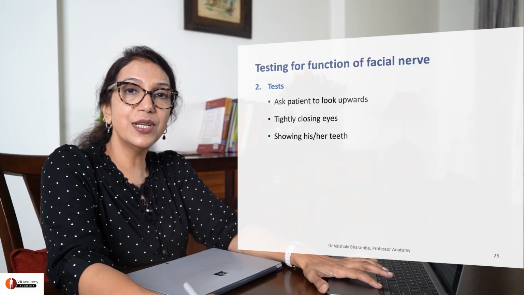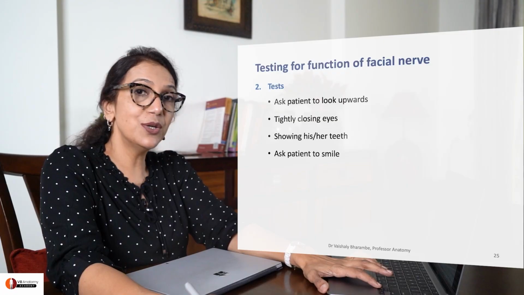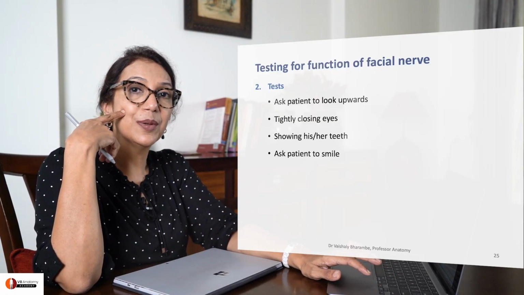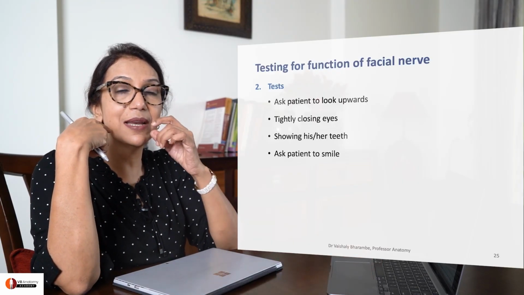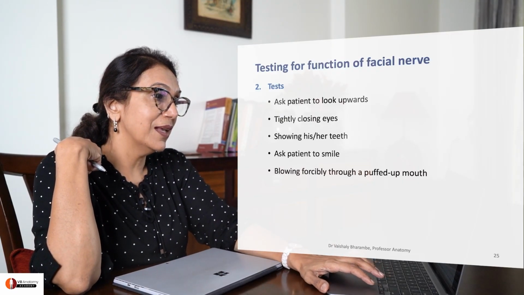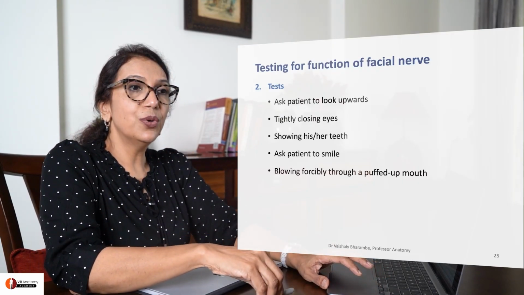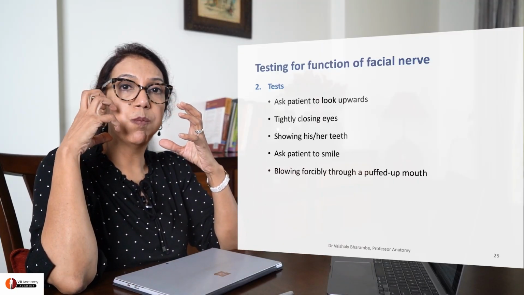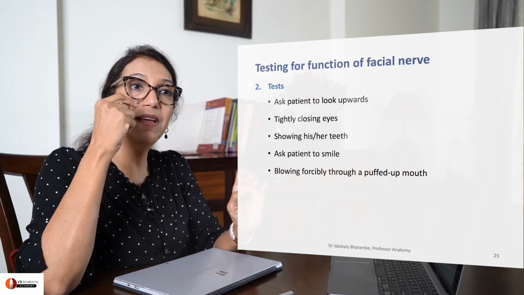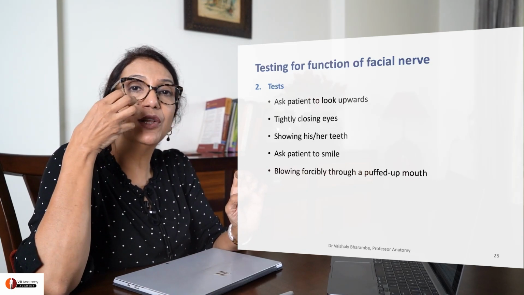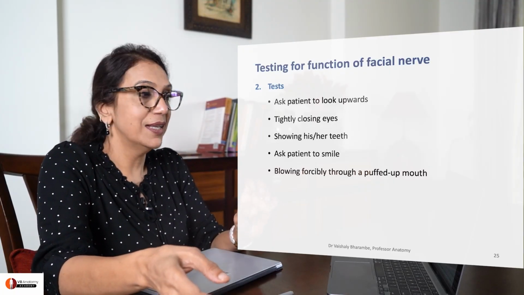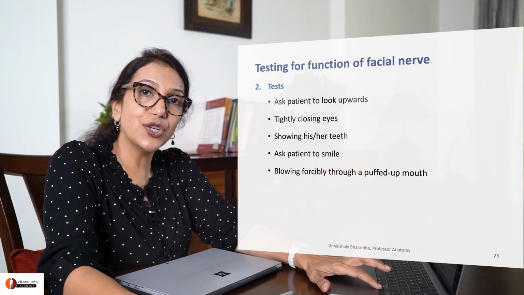Ask the patient to show his or her teeth. Ask the patient to smile. The side which is normal, okay, that side will rise up because that side muscles are active, other side muscles are paralyzed. Blow, ask the patient to collect air in the mouth. Now gently tap on the mouth. The side where it is paralyzed, the buccinator will not be able to hold the air in and you will clearly see air escaping out. These are tests to test for facial nerve palsy.